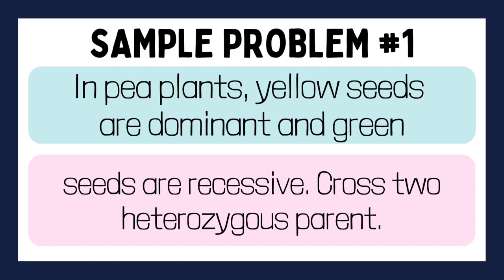Let's practice more. In pea plants, yellow seeds are dominant and green seeds are recessive. Cross two heterozygous parents. Since hetero means different and yellow seed is dominant, we will write capital Y for yellow seed and small letter y for green seed. One parent genotype on top and one on the side. First box should have homozygous dominant gene with two capital letter Y.